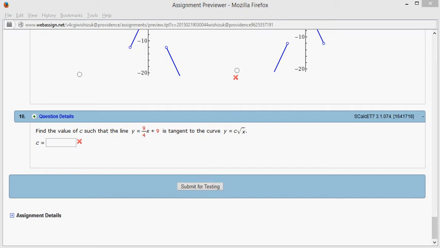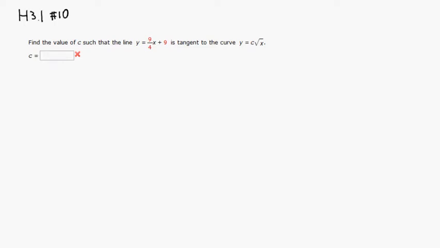Alright, let's look at homework 3.1, problem number 10. It says that we want to find the value of c so that y equals 9 over 4 x plus 9 is tangent to the curve y equals c times square root of x. Alright, so let's do that.